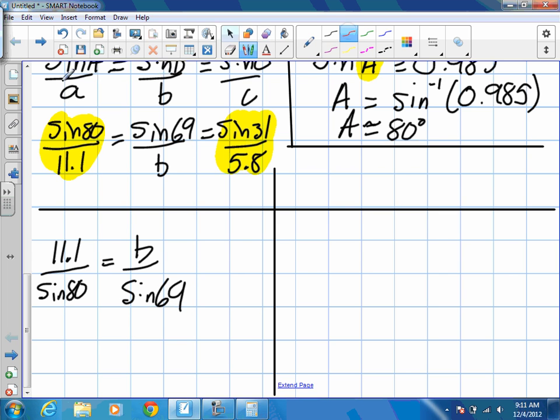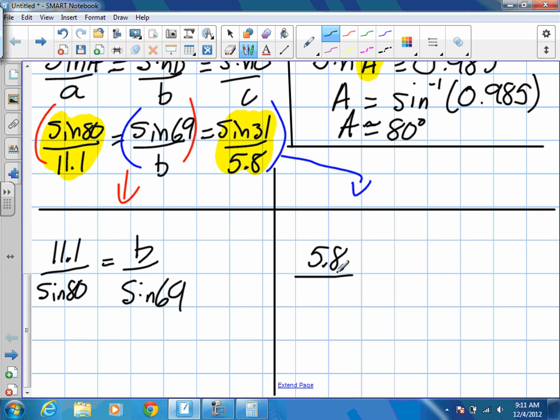Or in blue, I'm going to set these two equal to each other and invert them also, again, so that the variable's on top. 5.8. Now, you don't have to use both ways when you guys go about it. I just want to prove to you that it really didn't matter which ratio we set it equal to. B is equal to sine 69.